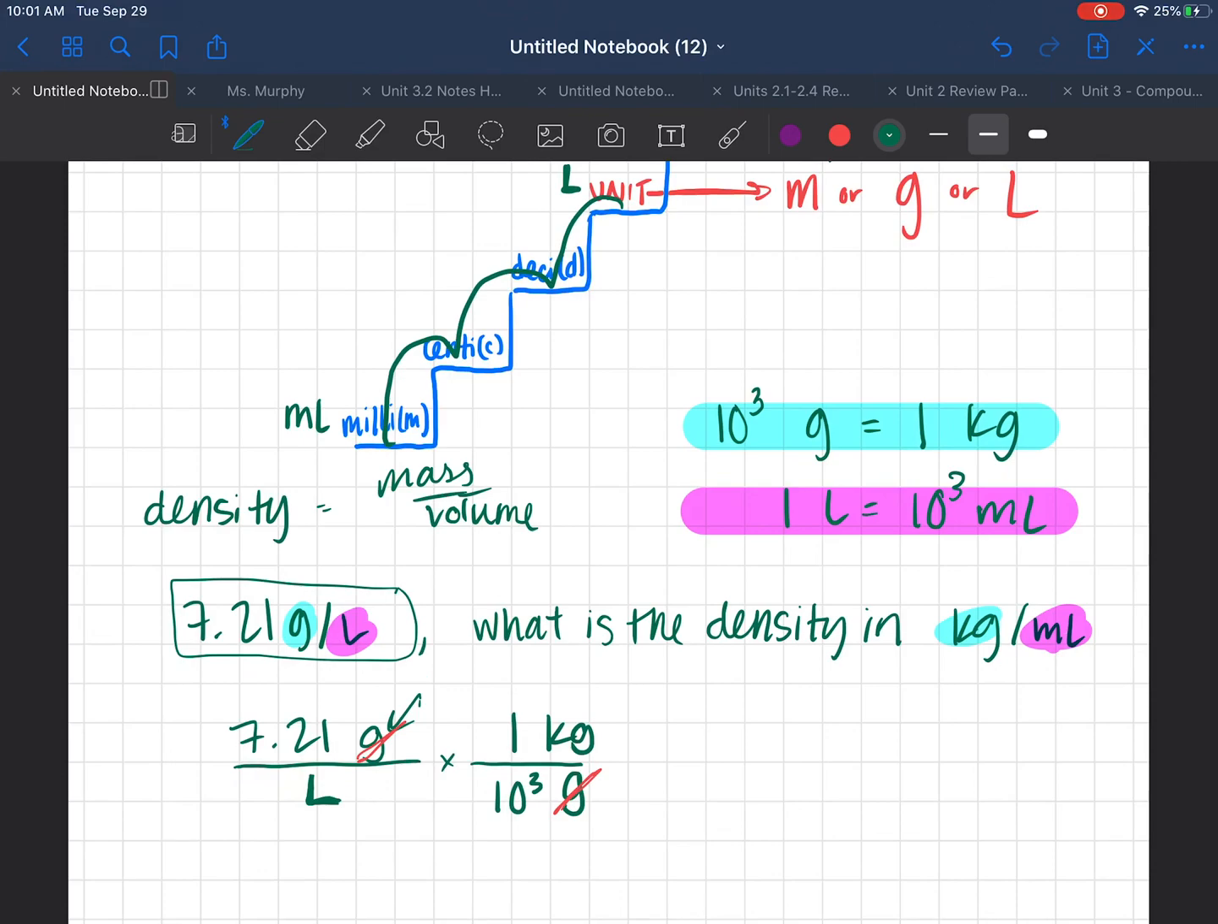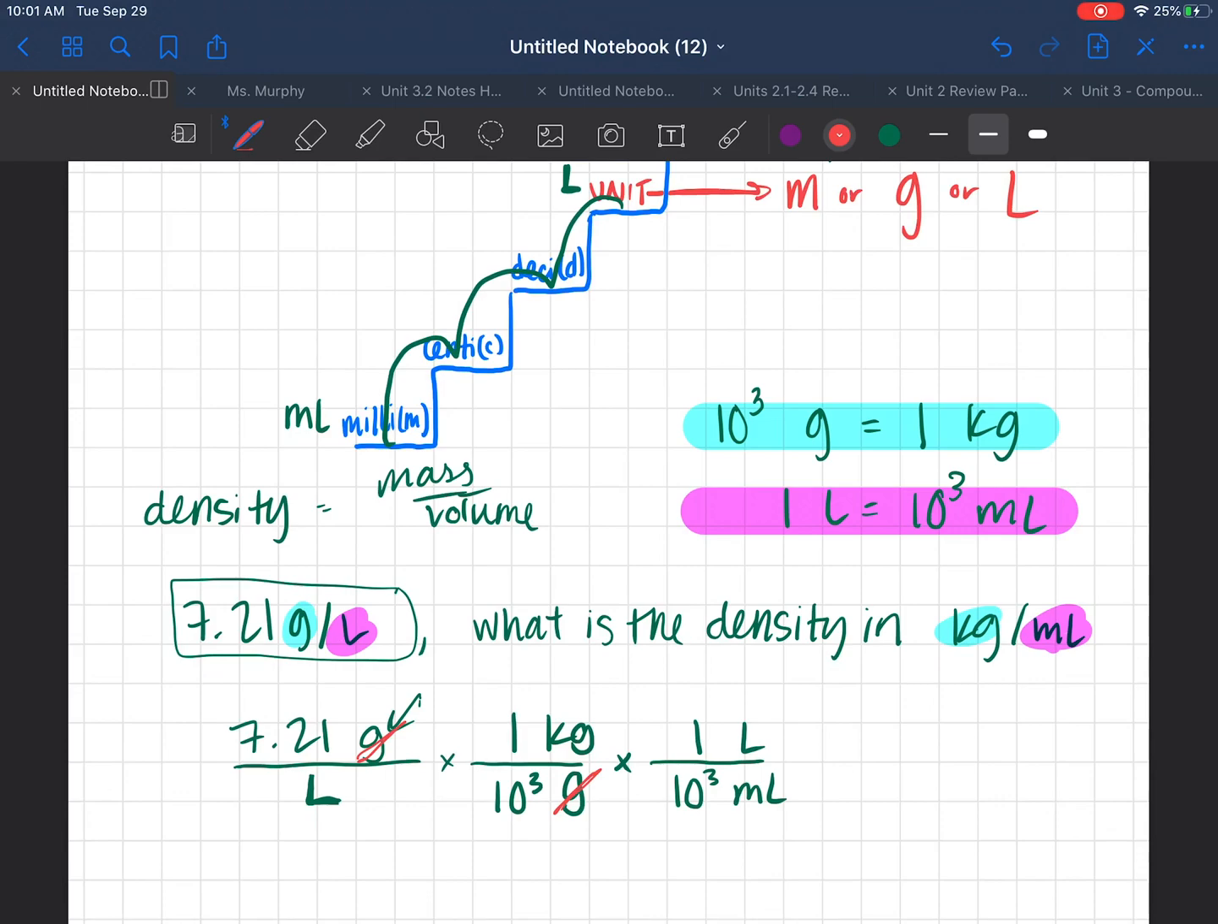Now, we need to focus on liters to milliliters. So let's start our next unit conversion. Well, liters is on the bottom of our initial value. That means we're going to want liters on the top, because remember, you want one on the bottom, one on the top for them to cancel, and then that leaves us with milliliters in the bottom. So if we use the relationship highlighted in purple, we have 1 liter for every 10 to the third milliliters.